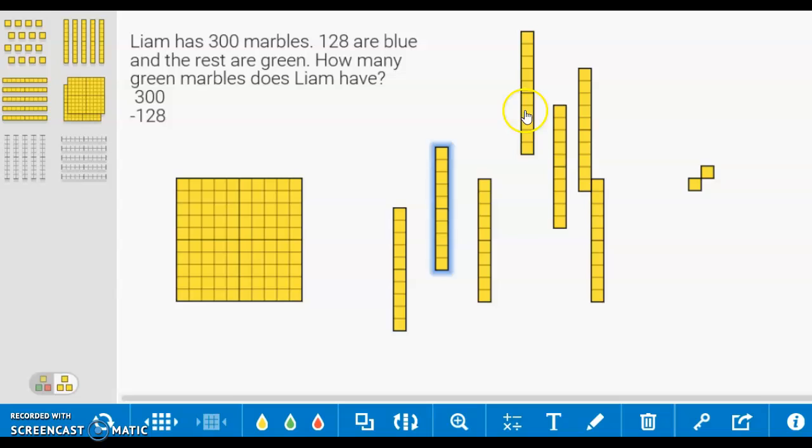And you're going to see that we have 1 100, and we have 7 10s, and then we have 2 1s. So this represents 172. And that is how we did the traditional with the blocks.